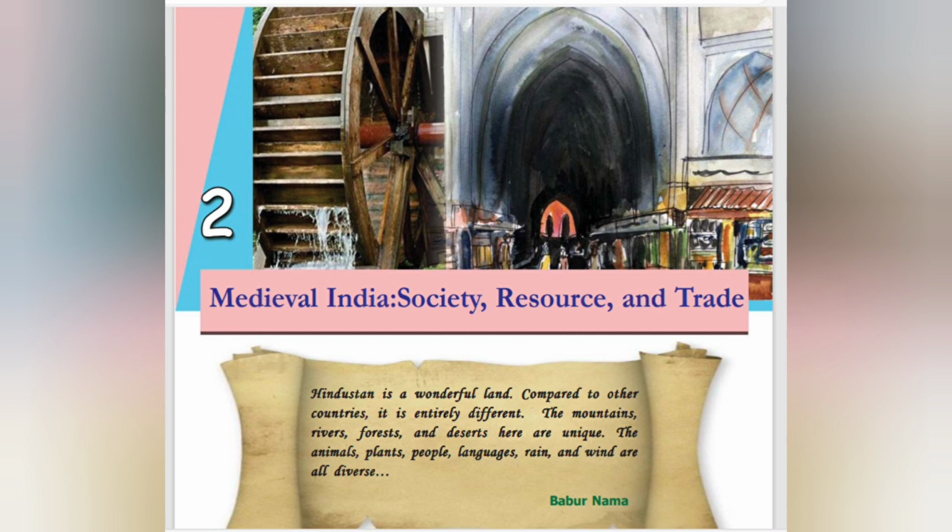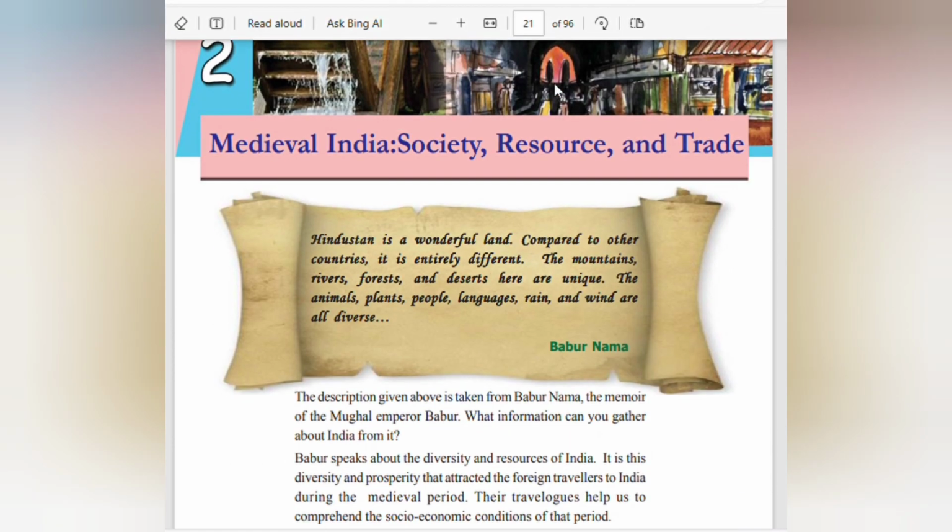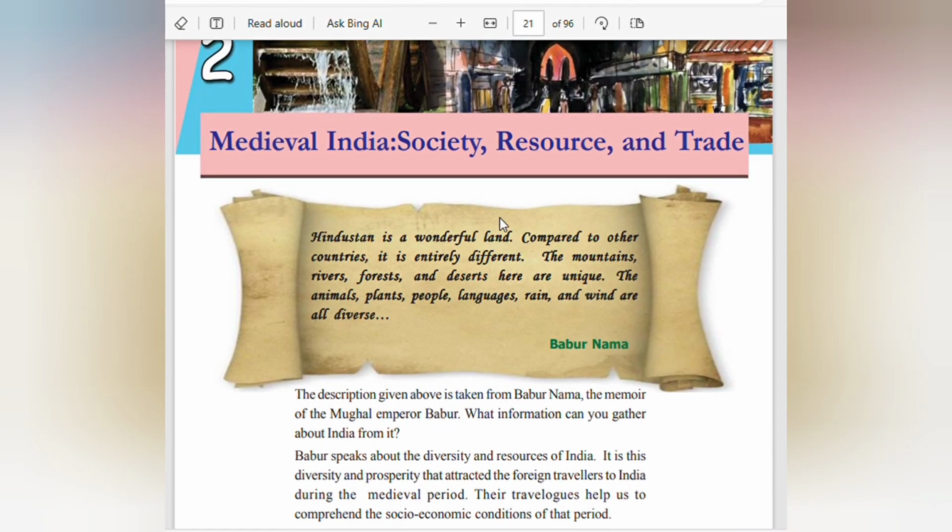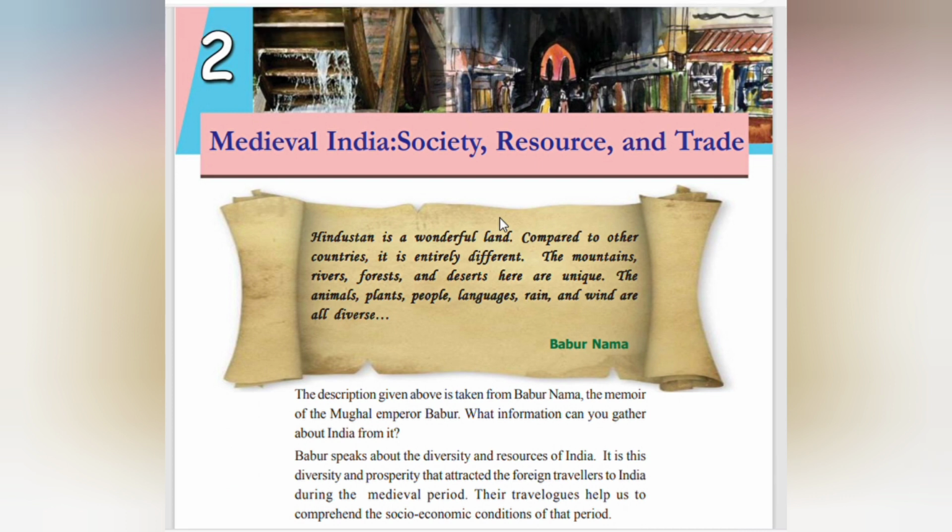Today in class we are going to learn the second chapter, Medieval India: Society, Resource and Trade. Hindustan is a wonderful land. Hindustan means India. Compared to other countries, it is entirely different. Mountains, rivers, forests and deserts here are unique.